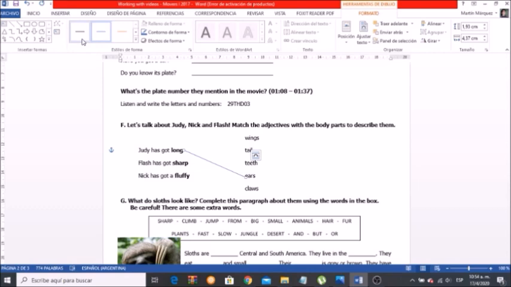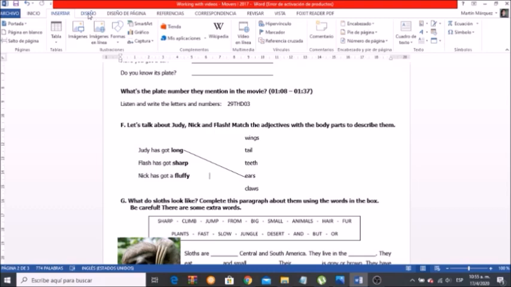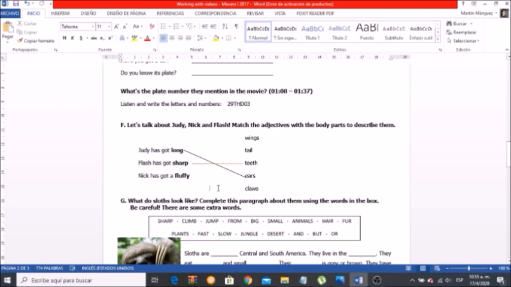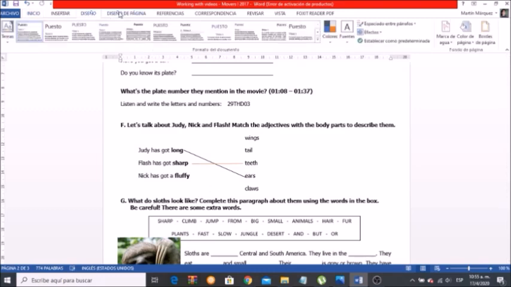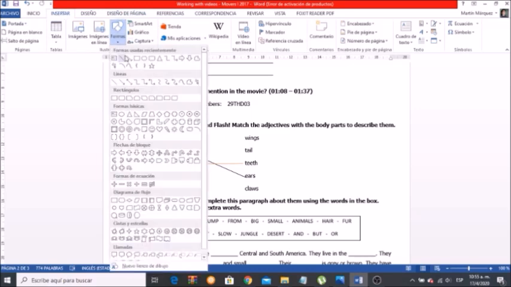Okay. Very good. Sentence number two. Flash has got sharp. What is the meaning of sharp? Como afilados. Sharp. Very good. Sharp teeth. Okay, and the last sentence. Nick has got a fluffy. What was the meaning of fluffy? ¿Qué significa fluffy? Okay, como suave. A fluffy.